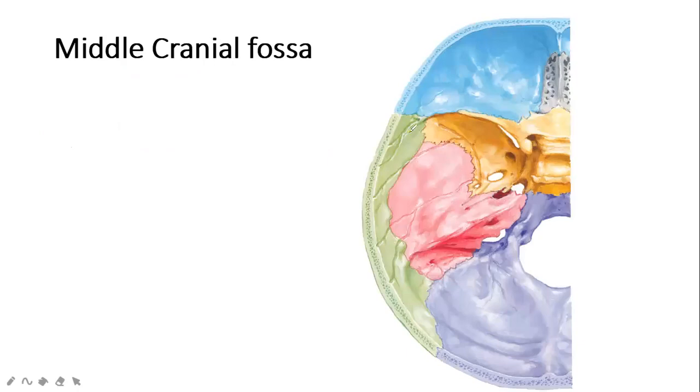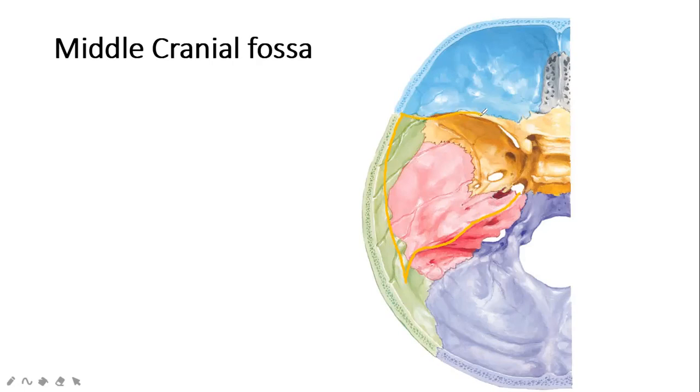The middle cranial fossa is between the lesser wing and this part of the parietal bone, the margins of the parietal bone. And this raised ridge on the petrous part of the temporal bone, the posterior ridge of the petrous part of the temporal bone, creates the middle cranial fossa.